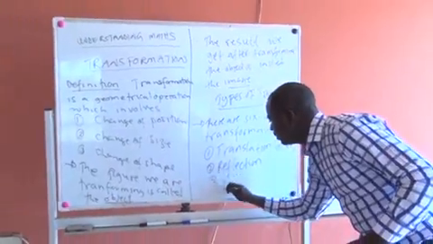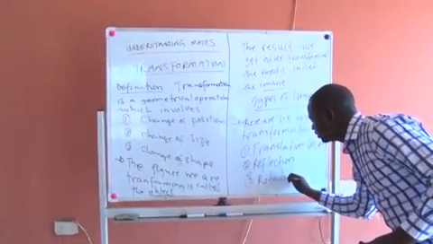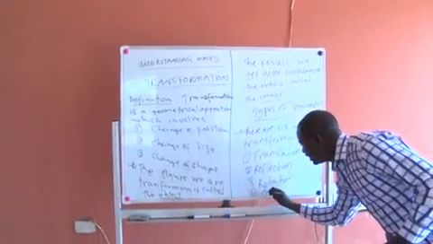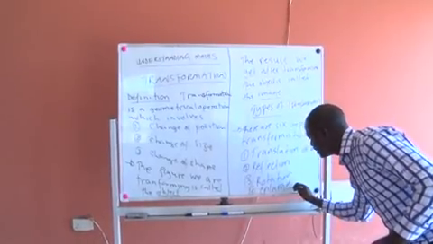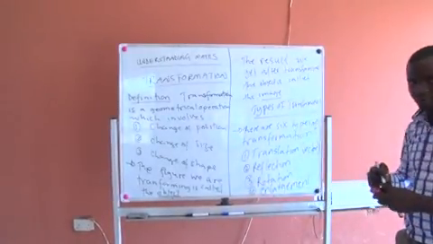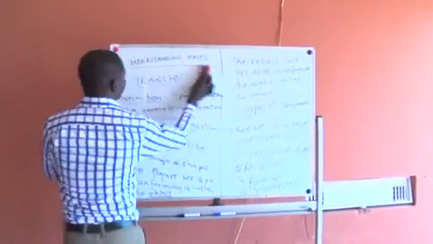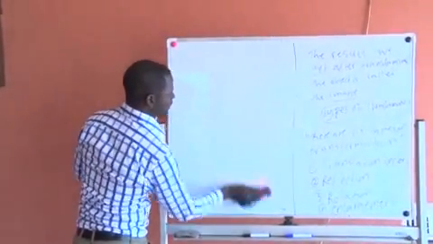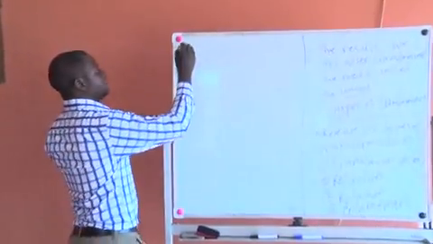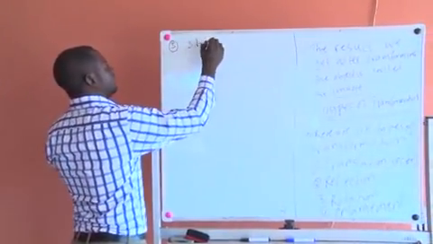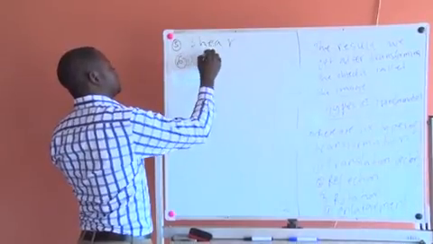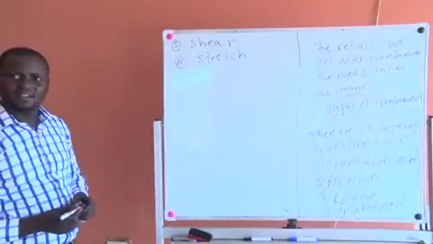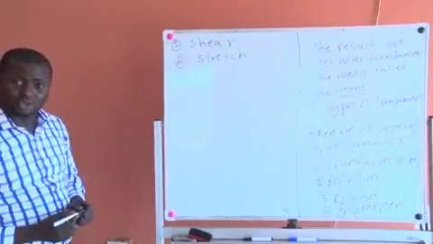Number 3, we've got rotation. And number 4, we've got what is called enlargement. Then number 5, we've got what is called shear. And then number 6, we've got what is called stretch. So these are the 6 types of transformation you need to know.